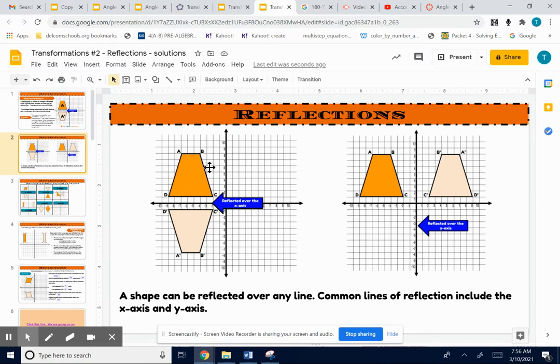Okay, this is an original four-sided shape, a quadrilateral. It's flipped over the x-axis. Over here, the same shape is flipped over the y-axis. If we had paper, you could actually take the shape and flip it over.